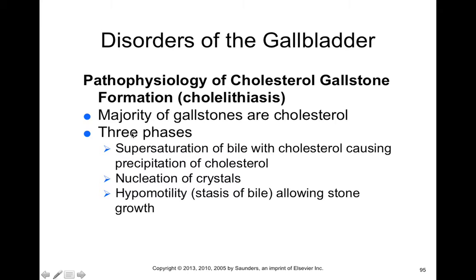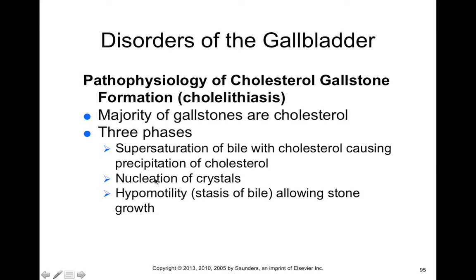And there's 3 main phases that actually support gallstone or cholelithiasis formation. For one, we have supersaturation. If bile contains an excessive amount of cholesterol, it can be a supersaturated solution, which means it's more likely to precipitate these cholesterol salts, which are the cholelithiasis.